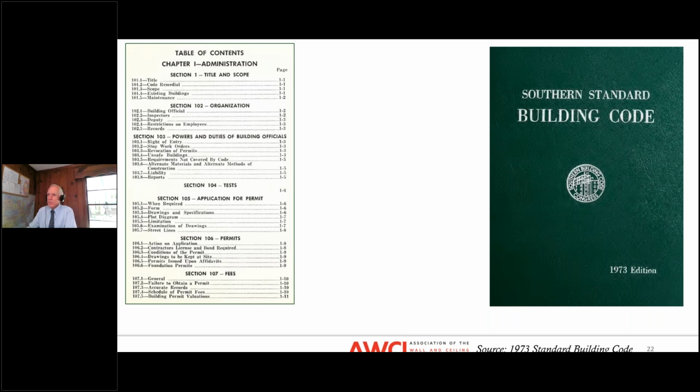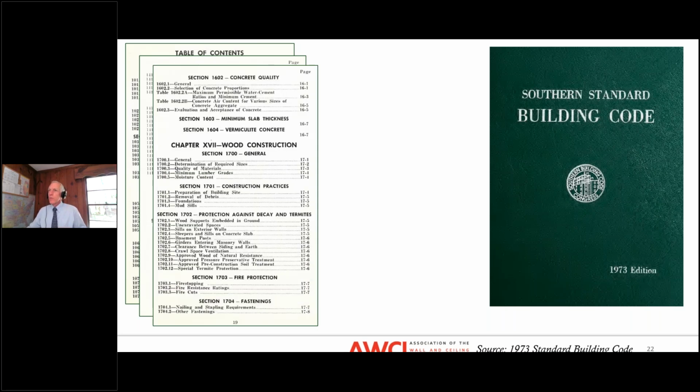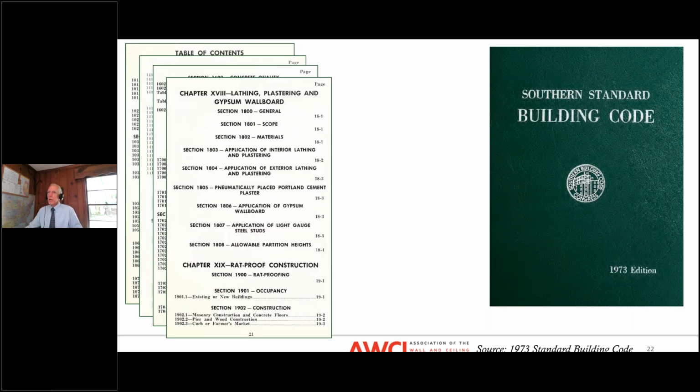Title, scope, organization, tests, permits, fees, what the building officials are supposed to do. Chapter 15 was steel construction. You can see that there's structural steel construction, cold form carbon and low alloy steel construction, light gauge, cold form stainless steel construction, open web joist, and welding, and that's it for the steel chapter. Now, if you go a little bit further in there, you get concrete, you get wood construction, you get to chapter 18, you get to gypsum wallboard, and in the chapter on gypsum wallboard is where you see section 1807, application of light gauge steel studs, and 1808, allowable partition heights.